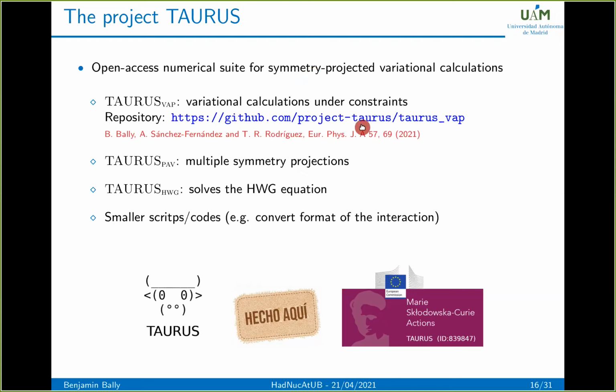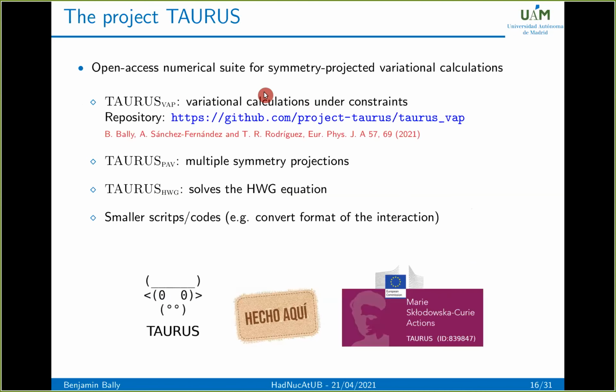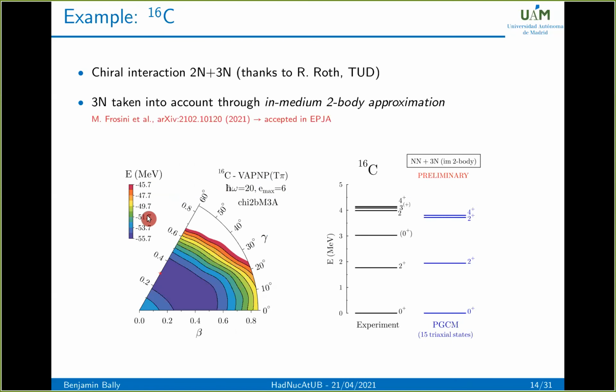It's made of 3 main programs. The first one is called TAURUS_vap, which allows you to perform variational calculations, basically to perform this kind of calculation here. That was already published earlier this year, so you can download it on this GitHub repository. And 2 other codes that I'm currently finishing: TAURUS_pav, which allows you to perform multiple symmetry projections, and TAURUS_hwg that solves the linear equation. So basically, the first code allows you to perform this kind of calculation, and if you combine it with the 2 other codes, you transfer from this side to this side.